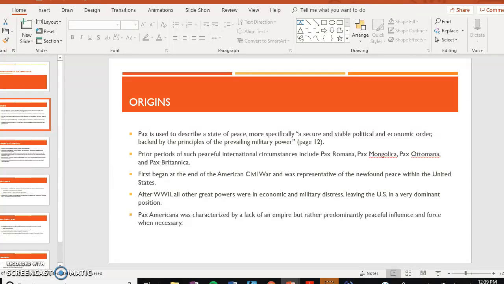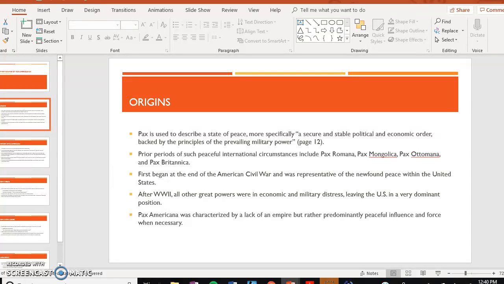So prior periods like this include Pax Romana, Pax Mongolica, Pax Ottomana, and Pax Britannica. And so if you can't tell already, Pax Romana follows Rome. Pax Mongolica follows Mongolia. Pax Britannica follows Great Britain.